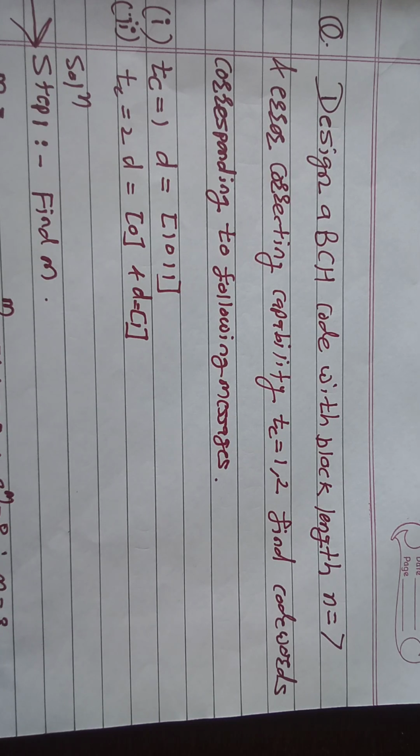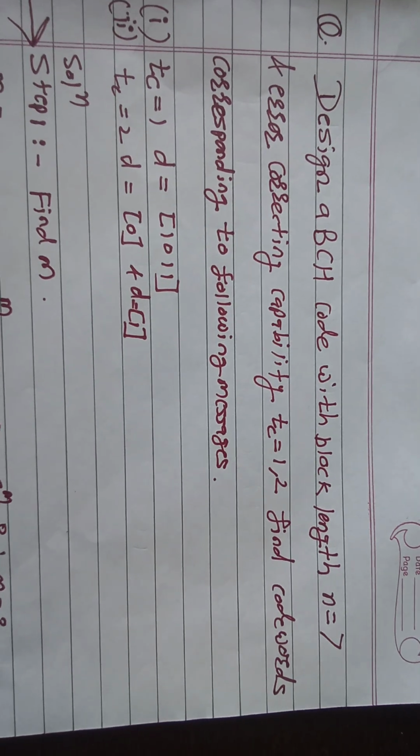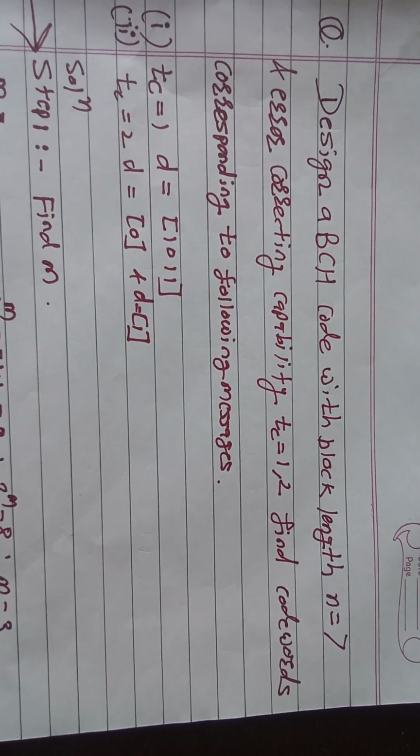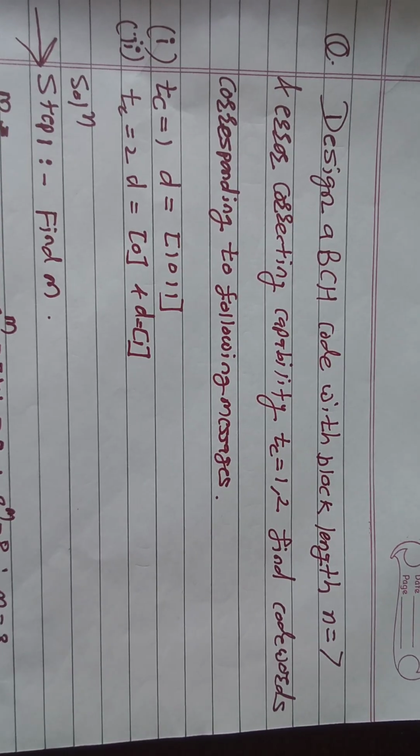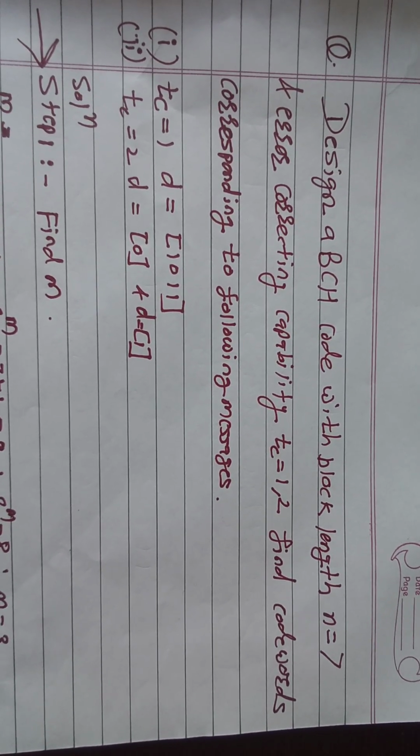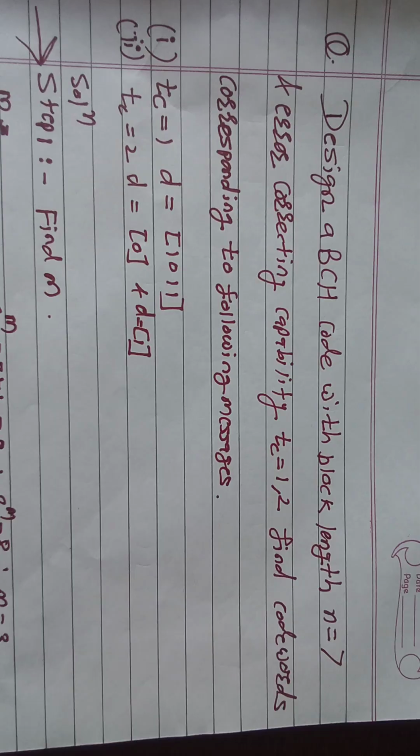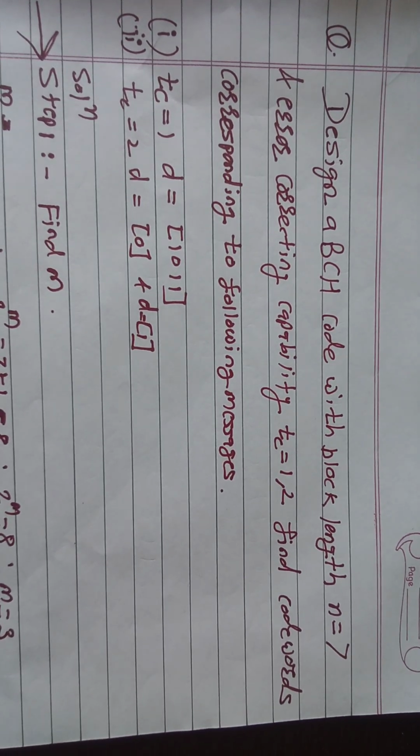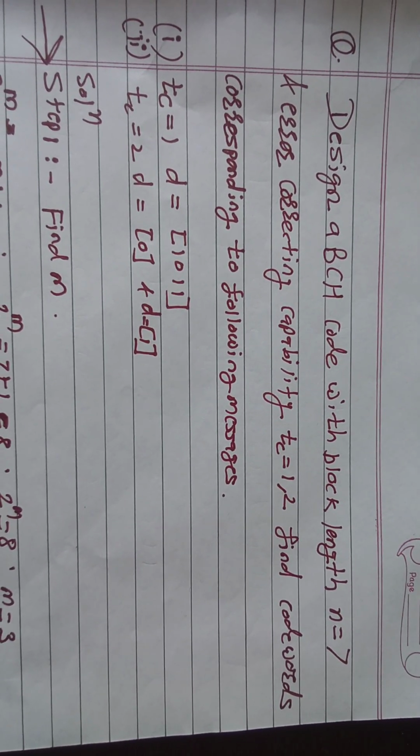Okay, so the problem given is: design a BCH code with block length n equal to 7 and error correcting capability tc equal to 1 and 2. Find code words corresponding to the following messages. What is the difference between cyclic code and BCH code? Cyclic code corrects up to one error, but multiple error correcting capacity is there with BCH codes.